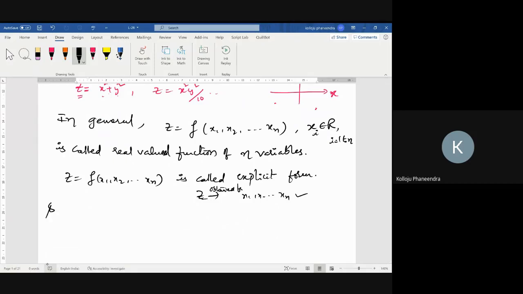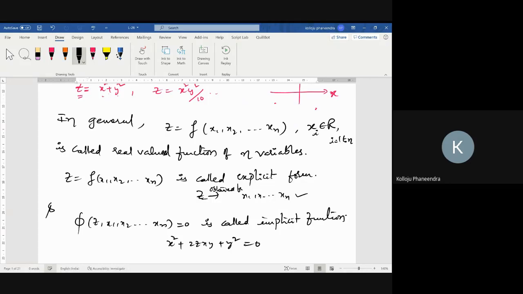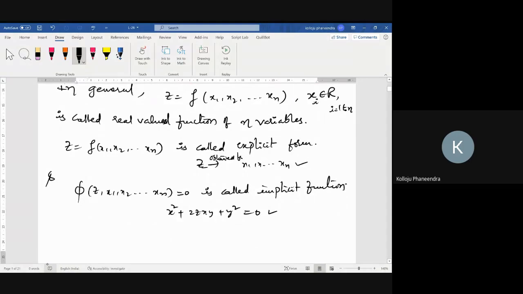And if I write the function like this, say phi of z comma x1 comma x2 comma xn equal to 0, it is called an implicit function. It means we cannot separate z and x1, x2, xn; they are combinedly mingled in the function phi. For example, if I write x square plus 2zxy plus y square equal to 0, this is called an implicit function. You can put z square here also.